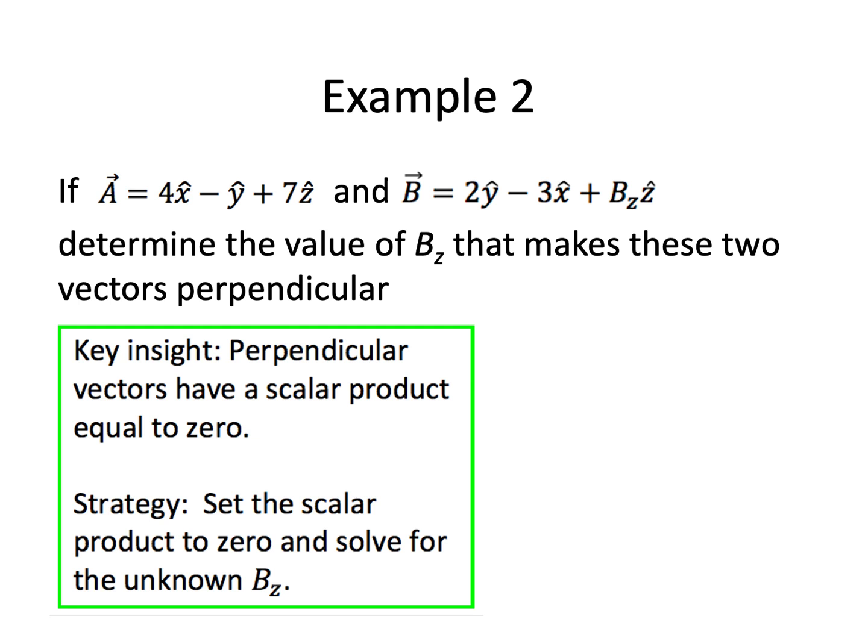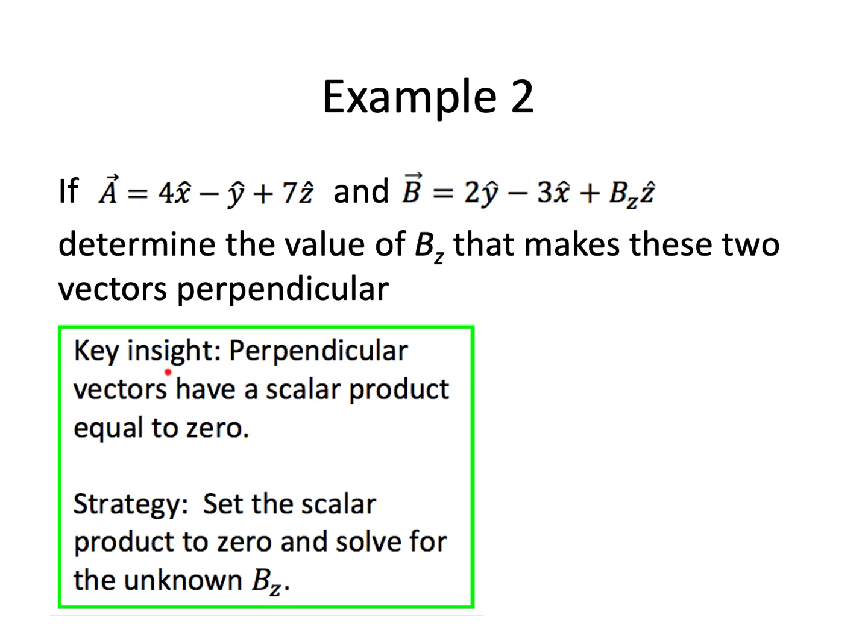But what's the actual problem? The actual problem is this. We've got these two vectors. One has this unknown component bz, that's the unknown z component, and I want to determine the value of bz that makes these two vectors perpendicular. How the heck are we going to do that?